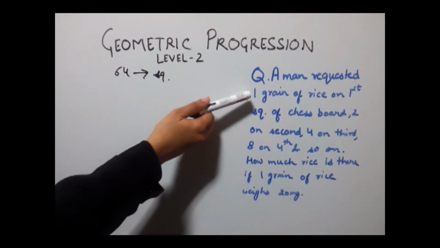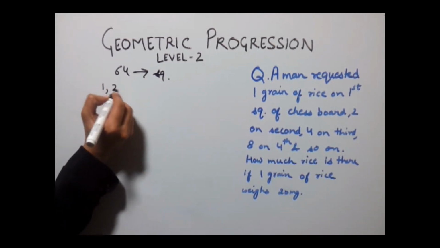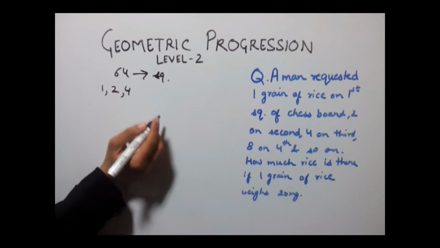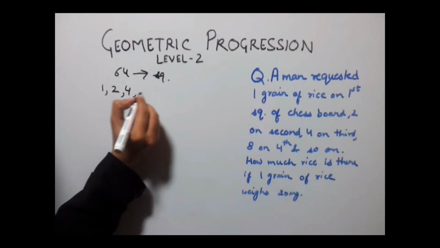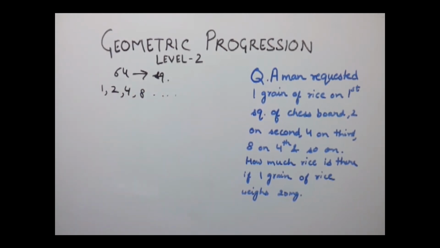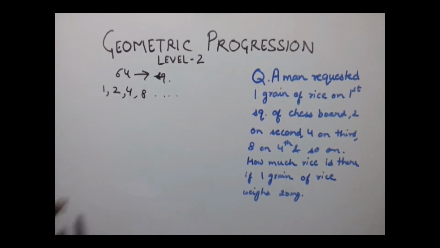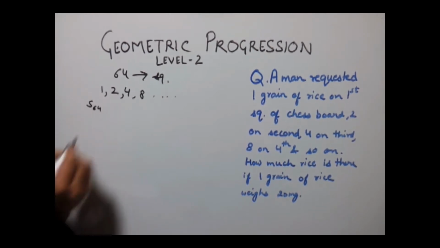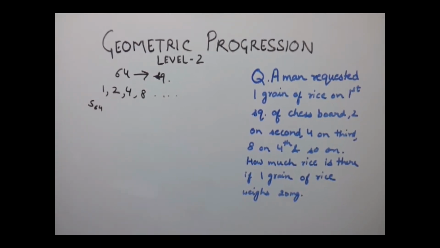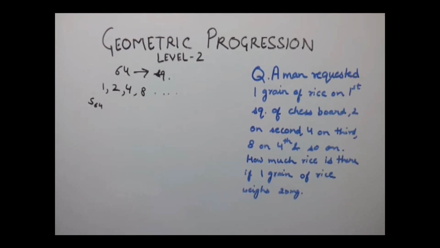and on the first square there is 1 grain, on the second square there are 2 grains, on the third square there are 4 grains, and 8 grains on the fourth square, and so on. Now we need to find out how much rice is there on the chessboard. So we need to sum it up till 64 terms. That is, we need to find S64 first of all to find how many grains there are, and then we will multiply it by 20 to get the exact weight of the grains.